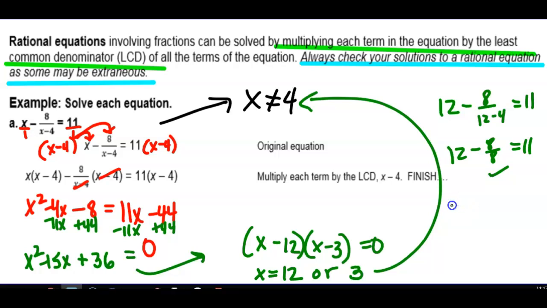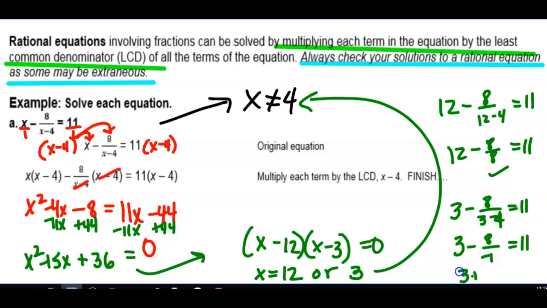The other one would be 3 minus 8 over 3 minus 1, and that would be 3 minus 8. What did I do wrong? This was 3 minus 4 down here. It comes out negative 1.